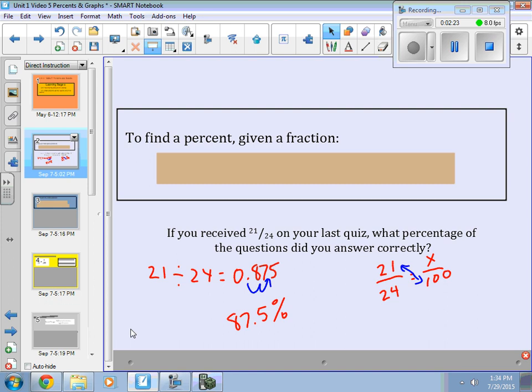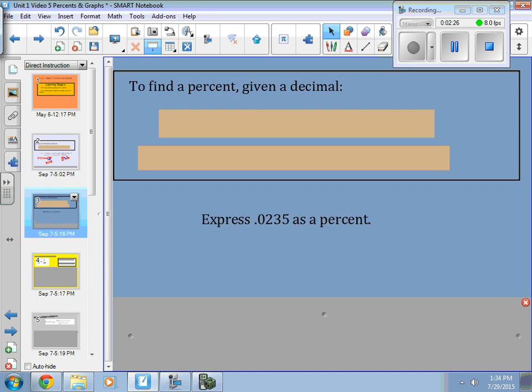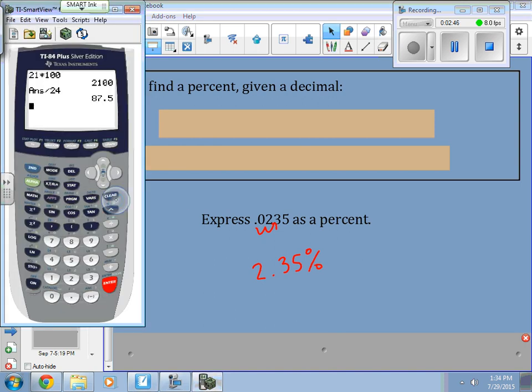All right, so why don't you pause the video quick, see if you can express this one then as a percent. All right, let's see what you got. Either you can, like we talked about before, move this over twice, so it turns into 2.35%, or like we also said, you can put that on your calculator as the number, it says 0.0235, and multiply that by 100, which would be another way to do it. And you get the same answer either way.